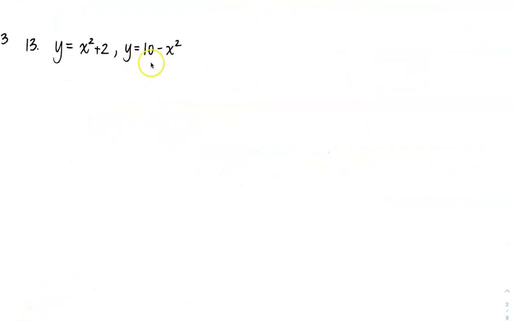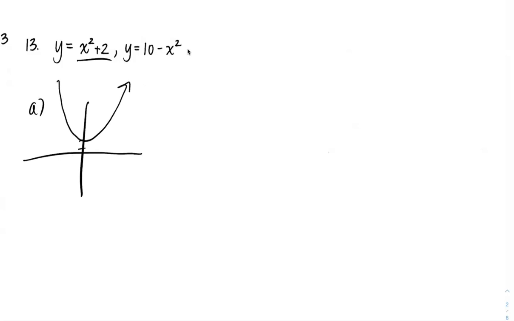So now we're going to have two functions, so we're going to start using some washer methods. We've got y equals x squared plus 2 and y equals 10 minus x squared. So let's draw these real quick. Let's do x squared plus 2, so plus 2 on x squared.